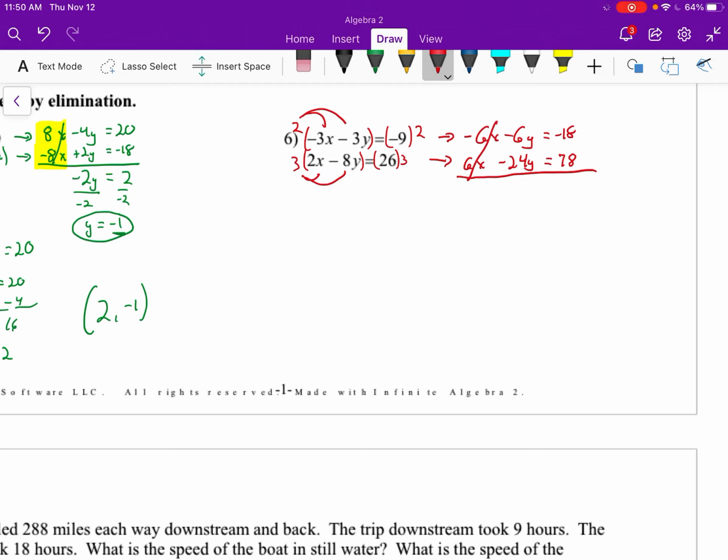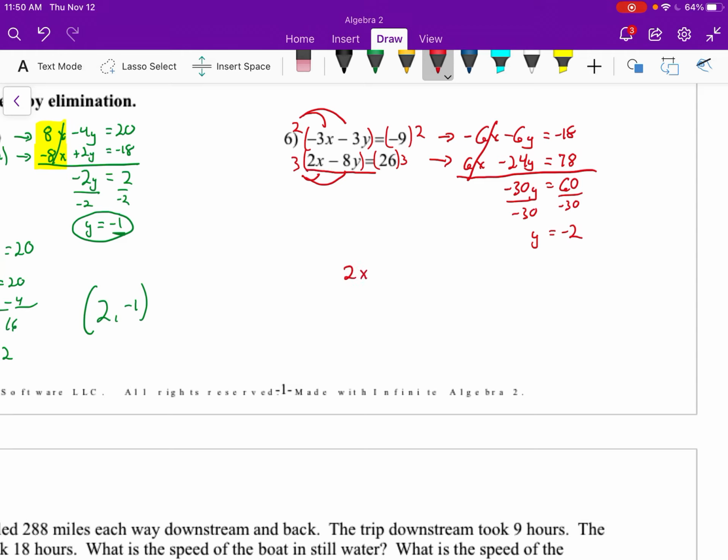So -6x and 6x is 0. -6y, -24y is -30y. And -18 plus 78 is 60. Dividing both sides by -30 gives us that y equals -2. And we can plug this back into one of our originals. Let's plug it in the second equation for no real reason.